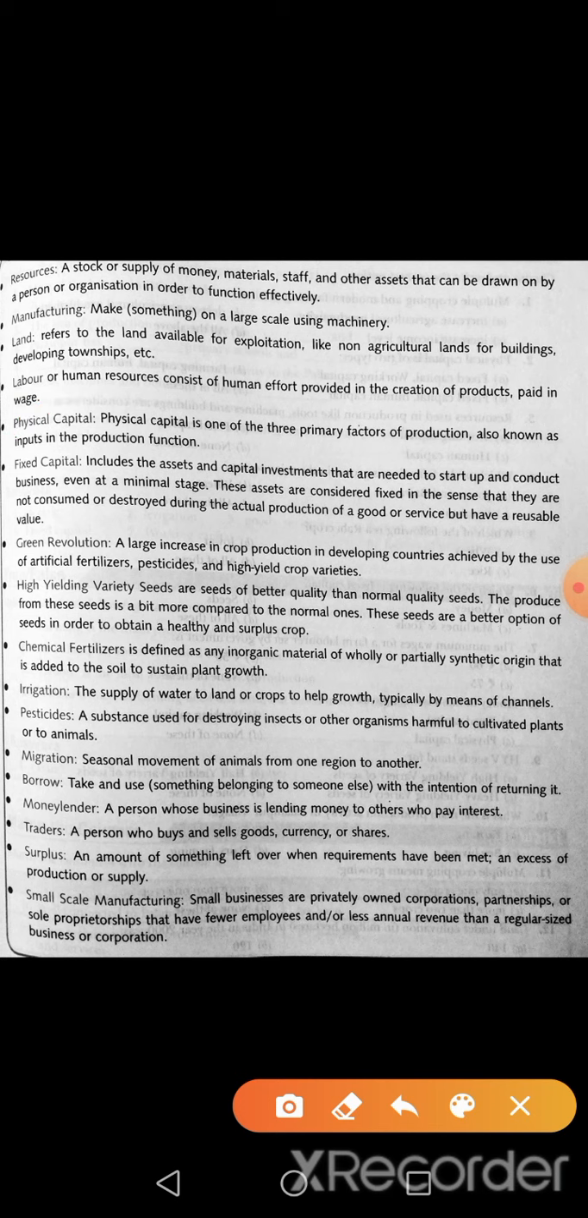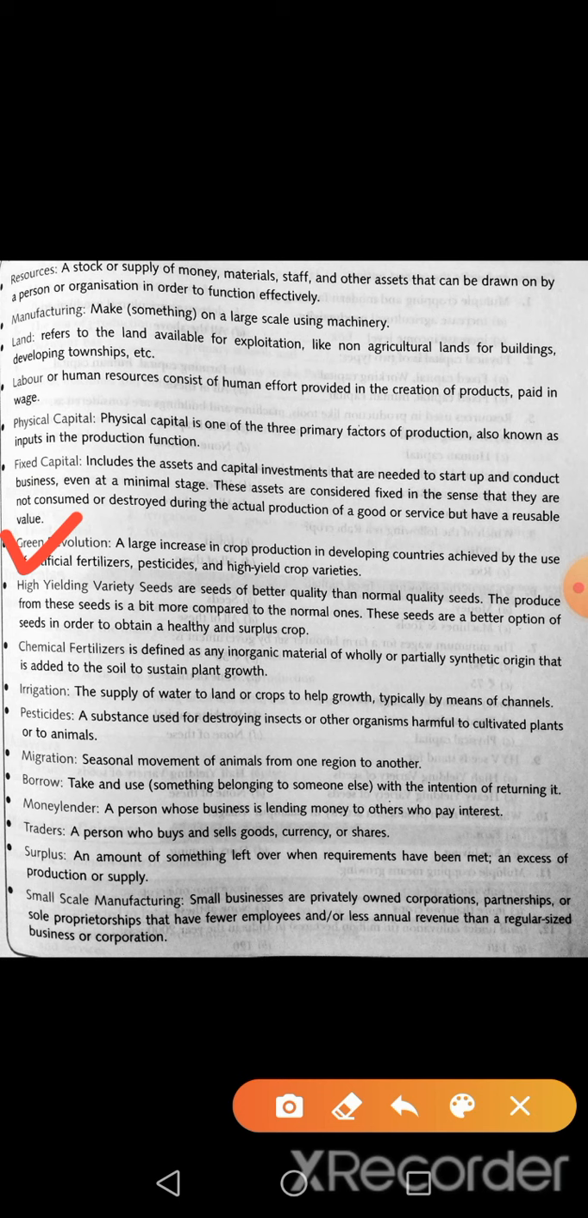Next one, fixed capital. It includes the assets and capital investments that are needed to start up and conduct business, even at a minimal stage. These assets are considered fixed in the sense that they are not consumed or destroyed during the actual production of a good or a service, but have a reusable value. Next topic is the green revolution.